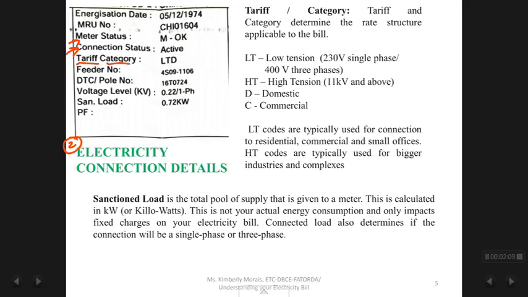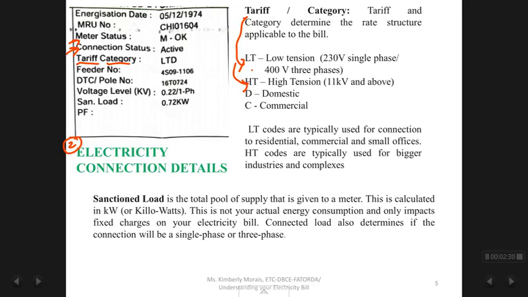Now what about tariff and category? There are two things. Tariff can be divided into LT and HT. LT stands for low tension, HT stands for high tension. Now under tension, how do you classify these two? It is based on the voltage levels.